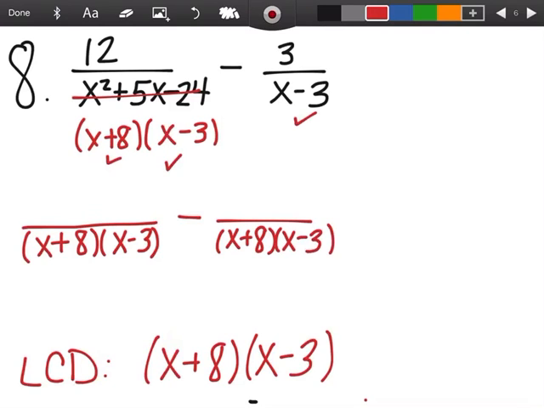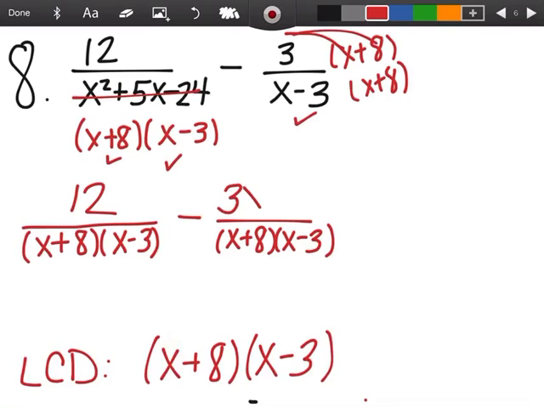times x minus 3. So when I look at the first fraction and I decide what they are missing in the denominator, what do I need to multiply by, the answer is nothing. They're not missing anything. So technically I can multiply by 1, but it's not going to change the numerator. And then in the second fraction, what they're missing is the quantity x plus 8. So I'm going to multiply the numerator and the denominator by the quantity x plus 8. So I'm going to distribute the 3. So I get 3x plus 24.